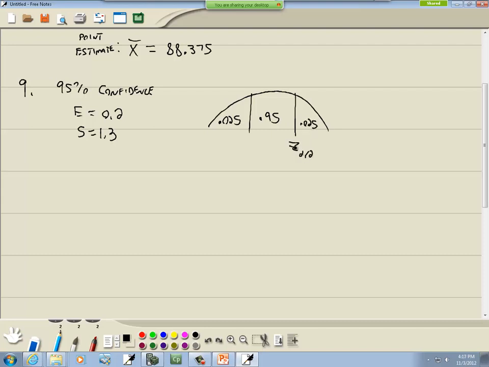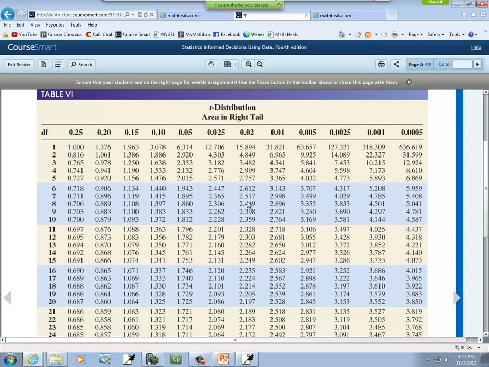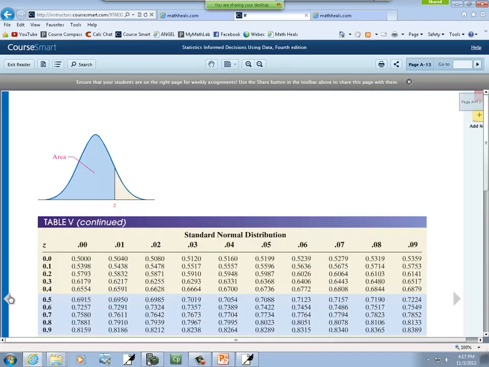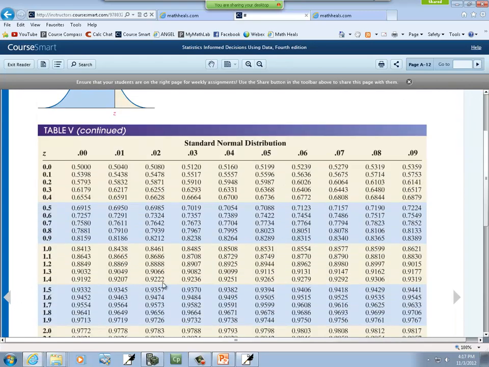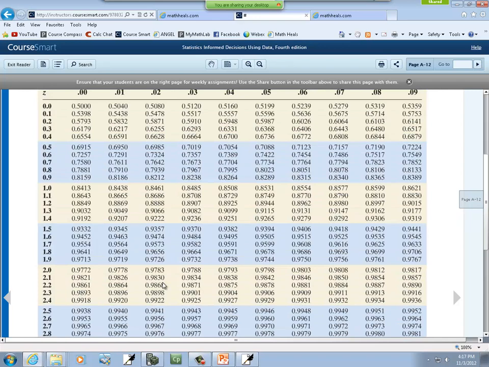Now our critical Z-score is right here. I'll show how to find it using the tables in the back, and also via the calculator. The tables in the back are based upon the area to the left. So the area to the left is 0.025 plus 0.95, which is 0.975. If I come back to my table, I'm looking at the normal distribution, and we're going to look for 0.975 in our table.